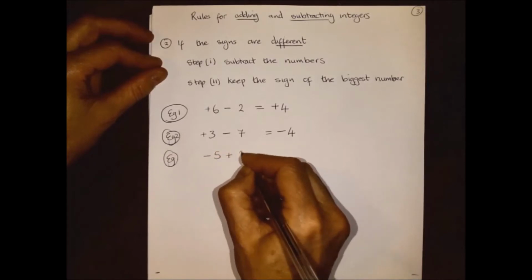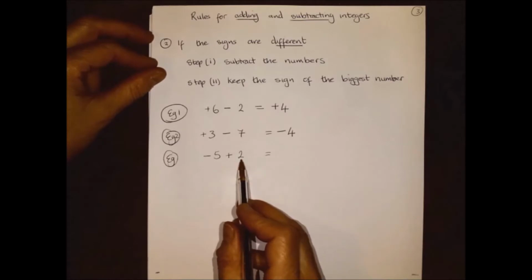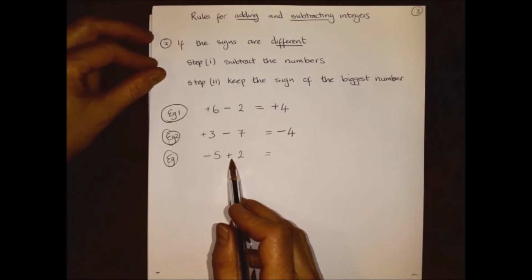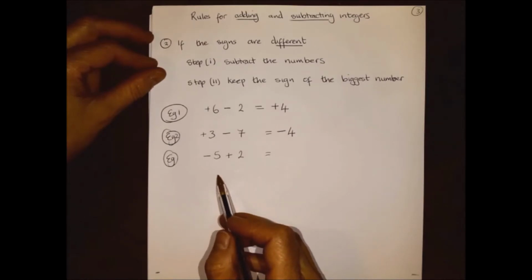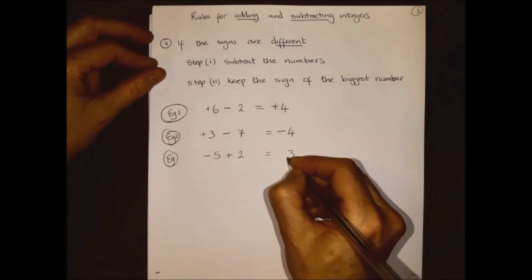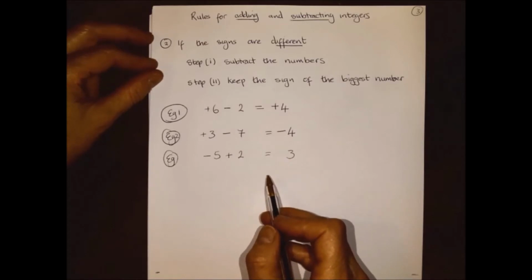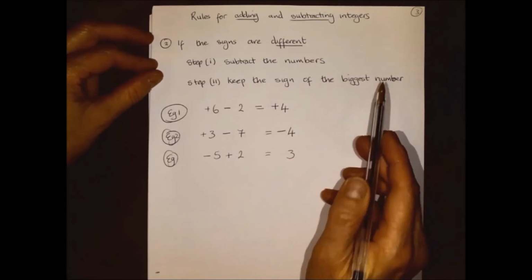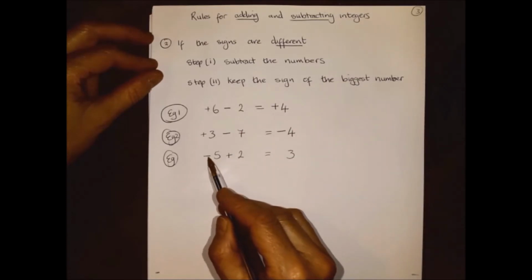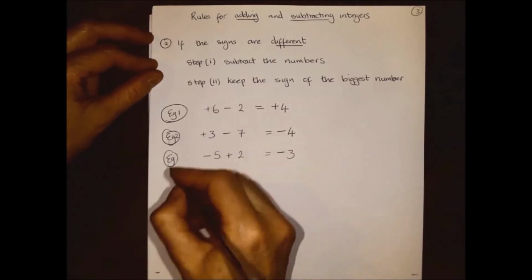Example 3. -5 +2. Again, the signs are different. One is plus and one is minus, so we subtract them. 5 take away 2, or the difference between 5 and 2 is 3. So we've got the number part of the answer. Then we have to decide the sign. Well, according to this, you keep the sign of the biggest number. The biggest number is 5, so we will keep the sign of the 5, which is -3.